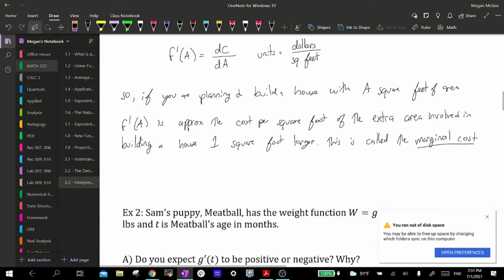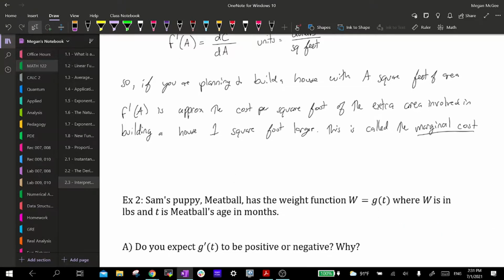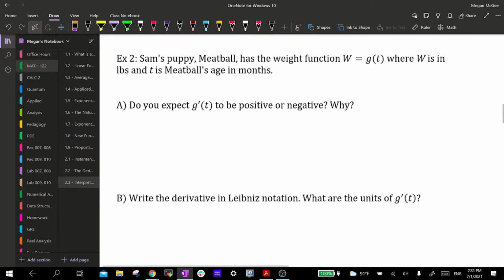Alright, so let's get to example 2. Thank you very much for that reminder. Okay, so example 2, we have Sam's puppy, whose name is Meatball, has the weight function W is equal to G of T, where W is in pounds and T is Meatball's age in months. So question A asks, do you expect G prime of T to be positive or negative, and why?